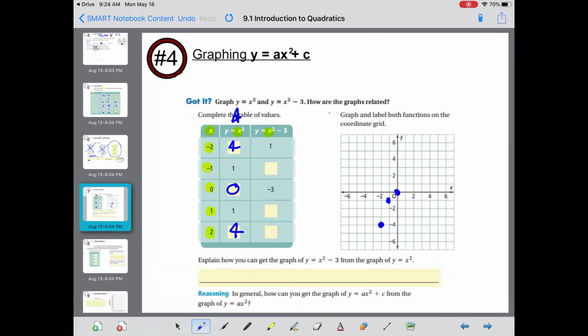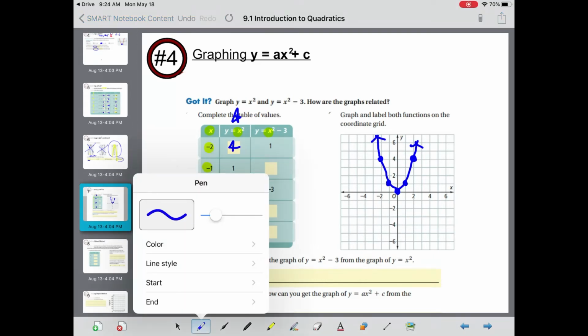left 1, up 1, 0, 0 is the origin, 1, 1, and 2, 4. So there is your parabola of the first quadratic equation.